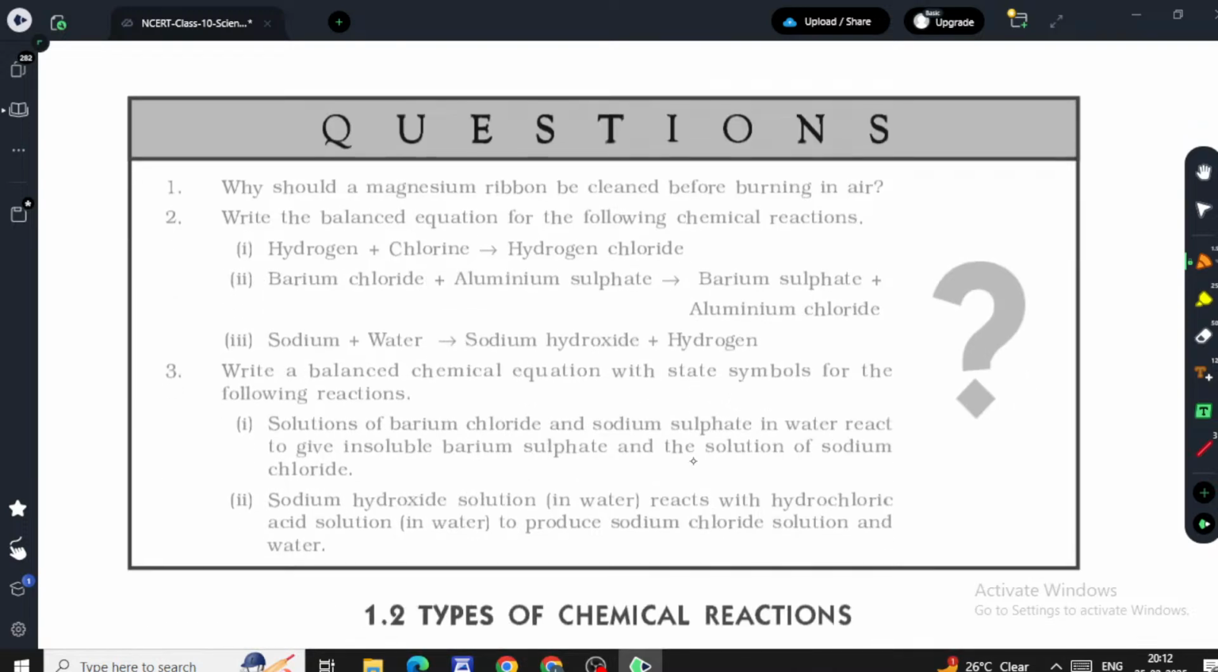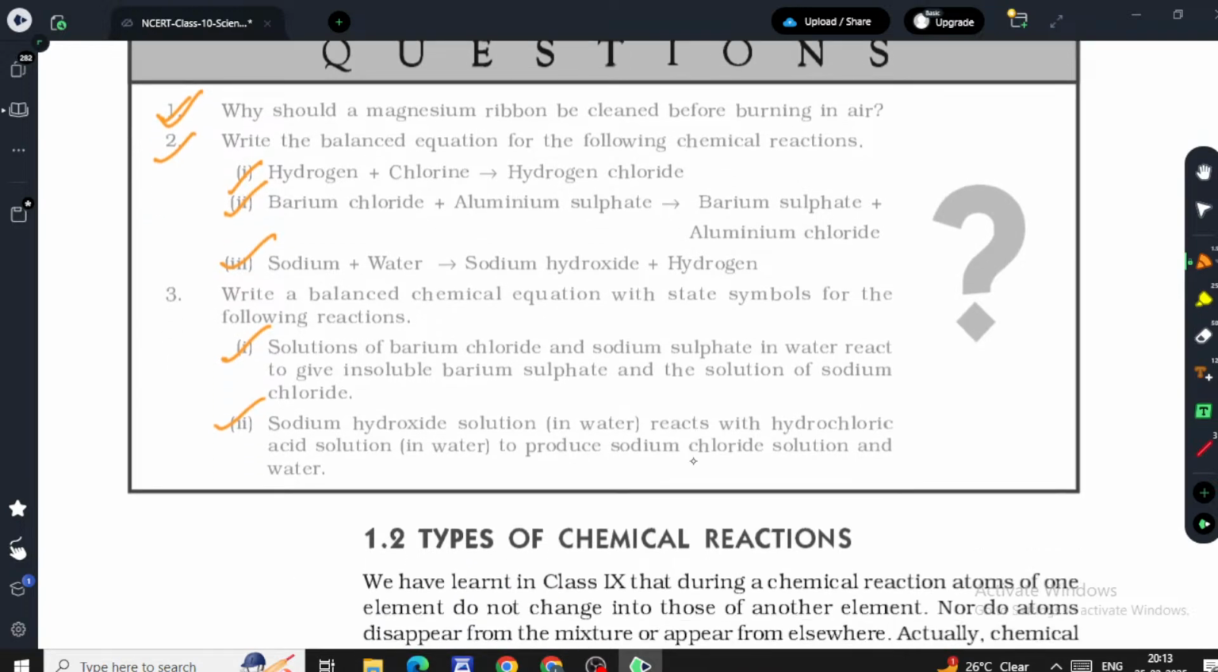Now the question is, why should a magnesium ribbon be cleaned before burning in air? Second, write the balanced equations of the following chemical reactions: hydrogen and chlorine; barium chloride solution and sodium sulphate solution; sodium and water. Okay, you can try it at home.